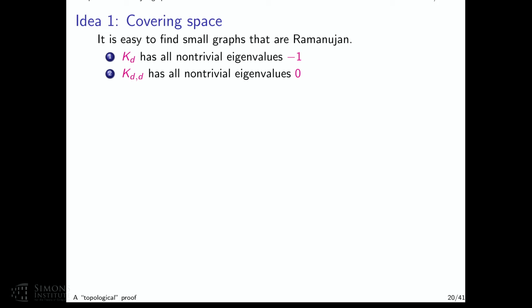And the idea is, like he said, using covering spaces. It's easy to find small graphs that are Ramanujan. For instance, K_D, the complete graph on D vertices, has all non-trivial eigenvalues -1, and K_{D,D} has all non-trivial eigenvalues 0. So that's easy to be Ramanujan.